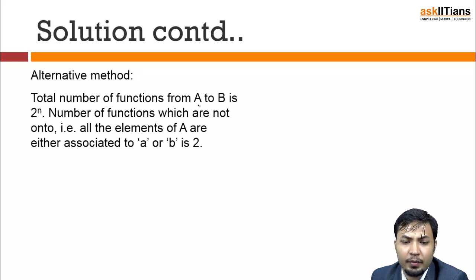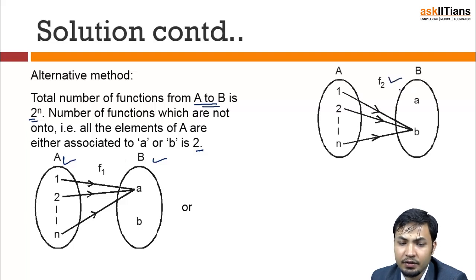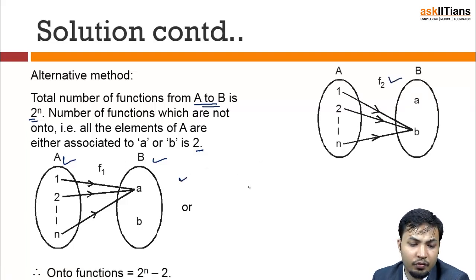Total number of functions from A to B is 2 to the power n. Number of functions which are not onto, that is, all the elements of A are associated to either a or b, is 2. Therefore the number will be like this. You see, I can draw it like this, simple. The alternative method doesn't need much calculation, I just needed to map it. So I can have like this or like this. Therefore my onto functions are 2 to the power n minus 2 in number.